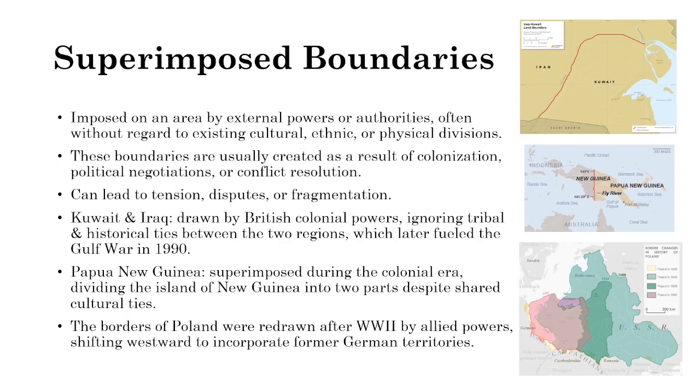The borders of Poland were redrawn after World War II as part of conflict resolution. It was drawn by the Allied powers who won the war, shifting the country to the west to incorporate former German territories here. And we can see different changes in Poland starting from the year 1000 to the year 1945 when the boundaries were changed after the war here.